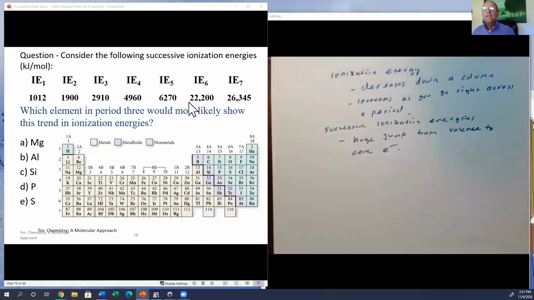So, what is the last valence electron? Is it this one or is it this one? Is it the fifth one or the sixth one? This one, the fifth one, right? So this is telling you that this element has 5 valence electrons, because 1, 2, 3, nice steady increase, and then bam, big jump. That's because you've gone from valence electrons to the core electrons. So basically you've got to figure out which third period element has 5 valence electrons.